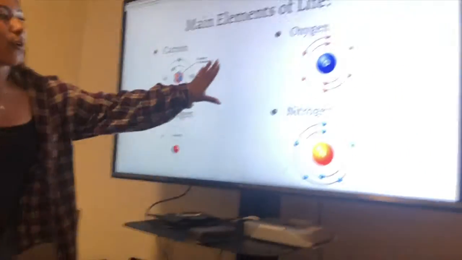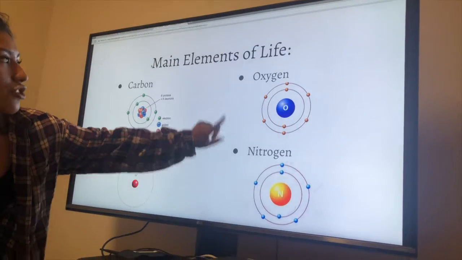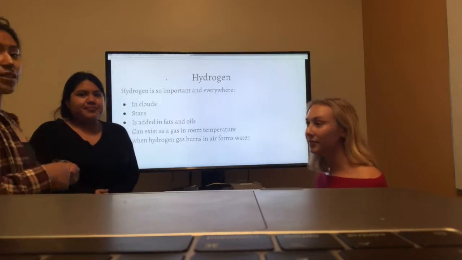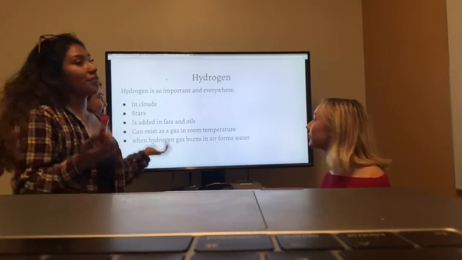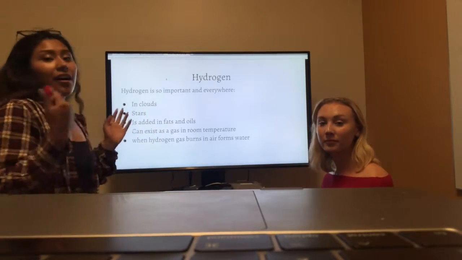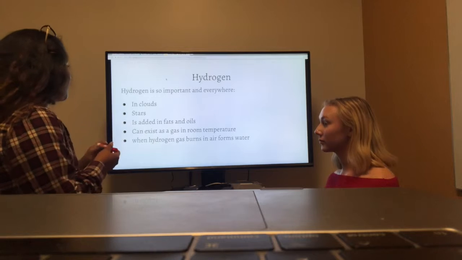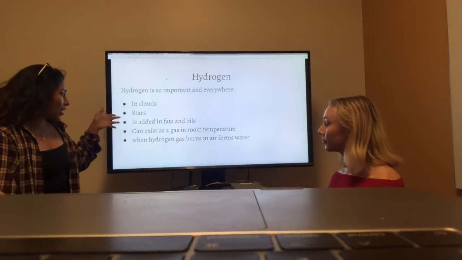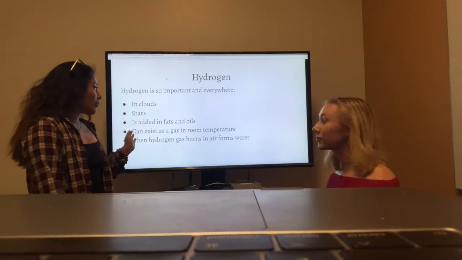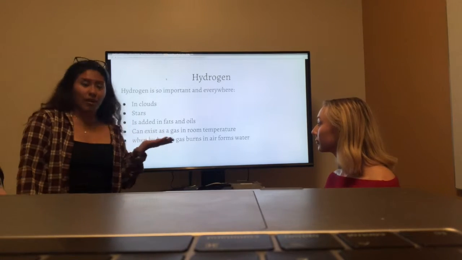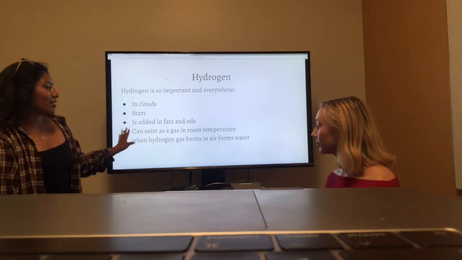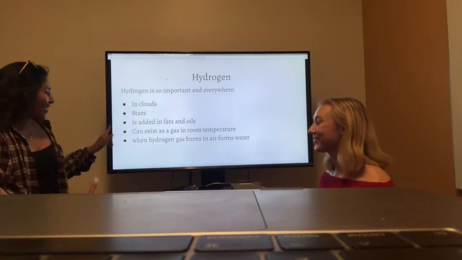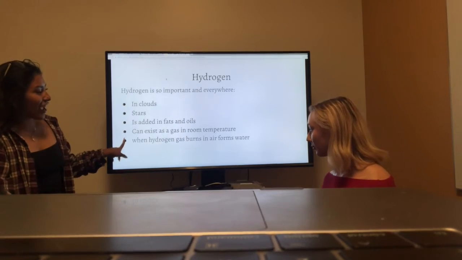As we go on, we can see nitrogen and oxygen, and these are the main elements of life. Lastly, I'm going to talk about hydrogen, because hydrogen is basically the most important element, and it is everywhere. Specifically, it's in clouds, it's in stars, it's added in fats and oils, in foods and non-foods, and it can exist as a gas at room temperature. So right now, there's hydrogen in this room. And when hydrogen gas burns in air, it forms water.